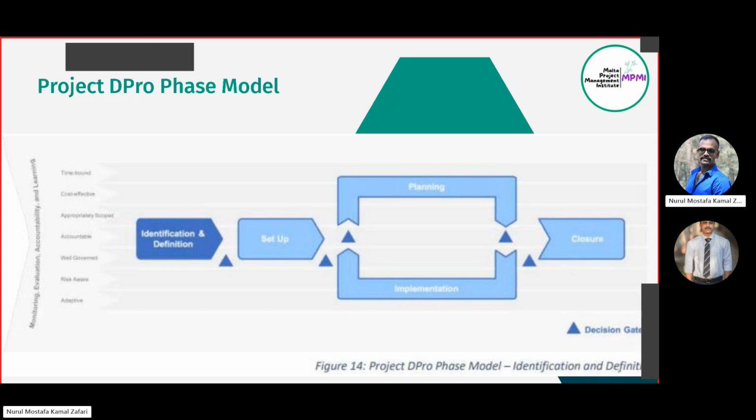Identification and definition, project setup, project planning and implementation and project closure.